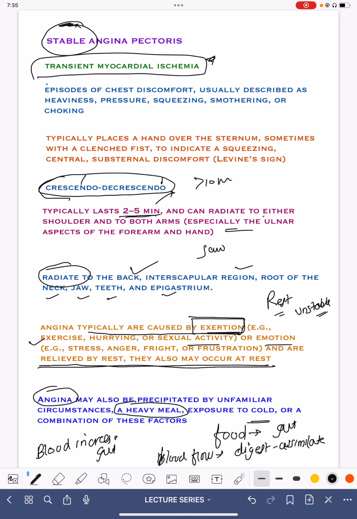In the cold, obviously, the muscle blood flow is increased to keep the temperature higher. So automatically the heart gets kind of lesser blood flow and the transient myocardial ischemia may again worsen.